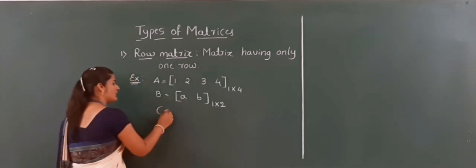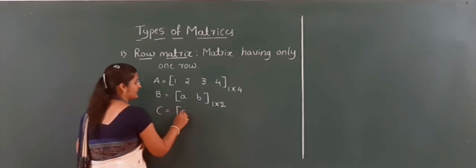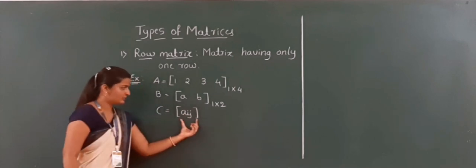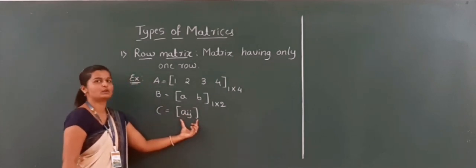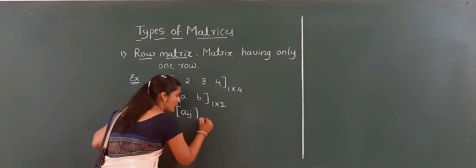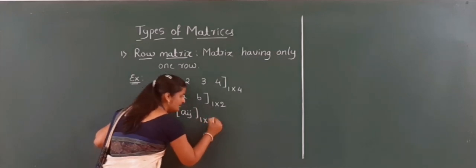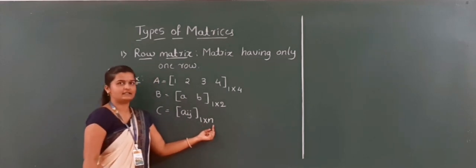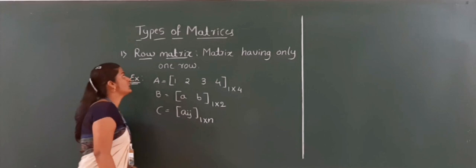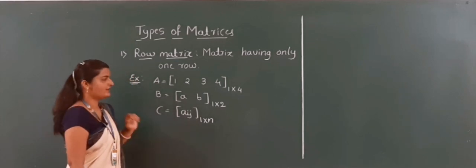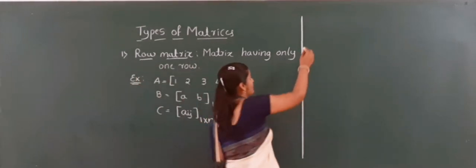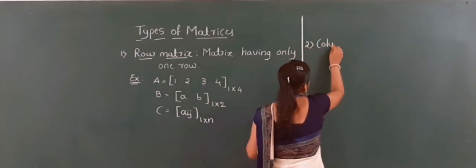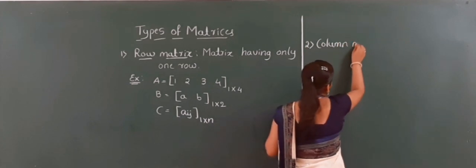So generally, how can I write a row matrix? A matrix with elements a_ij is said to be a row matrix if its order is 1 by n. That is, the number of rows is equal to 1 and the number of columns may be anything, n in general. So this is known as a row matrix. Okay, so I will move to the next type of matrix, that is the second one, the column matrix.